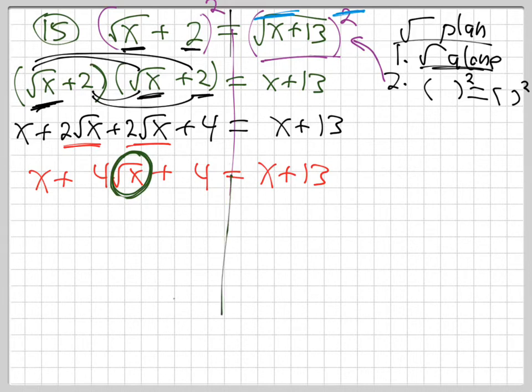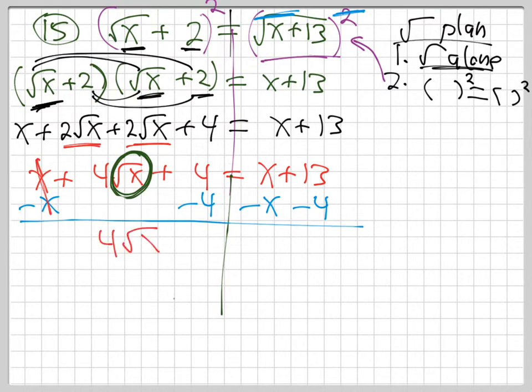So we're moving now to get him alone. How are we going to get this root piece alone? We've got to get rid of this x, and we've got to get rid of that 4. And what do we do to one side? You've got no choice but to do the same thing to the other side. These cancel, and we get 4 root x. These cancel. 13 minus 4 is 9. We're almost there. One more step to get that root alone, and then we'll put a 2 on it.